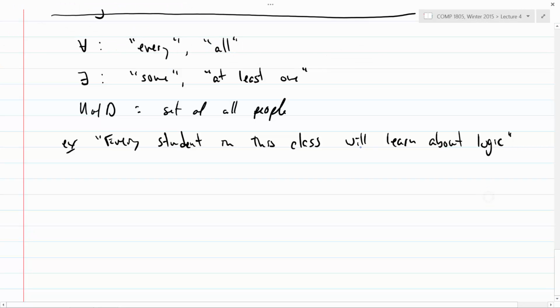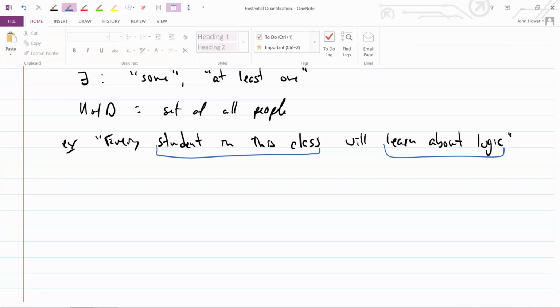So learn about logic is definitely one of them. Anything else? Yeah, student in this class is the other one. And I need student in this class because the universe of discourse is the set of all people, right? And there's lots of people who aren't in this class. If the universe of discourse were just the set of students in this class, then that would be redundant and I wouldn't need it, right? So this is another time where it's important to pay attention to the universe of discourse.